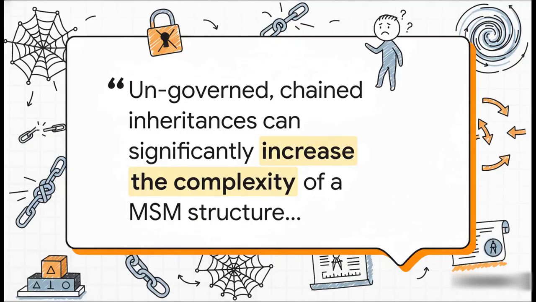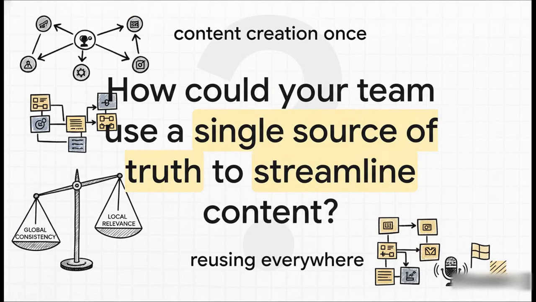And hey, don't just take my word for it. The official AEM documentation has a pretty stark warning about this. They talk about ungoverned chained inheritances, which is just a fancy way of saying you're making live copies of other live copies without any rules. They say it can spiral into this massive, complex spider web that just kills your performance and reliability. It really drives the point home. Good planning and governance are not nice-to-haves. They are absolutely essential.